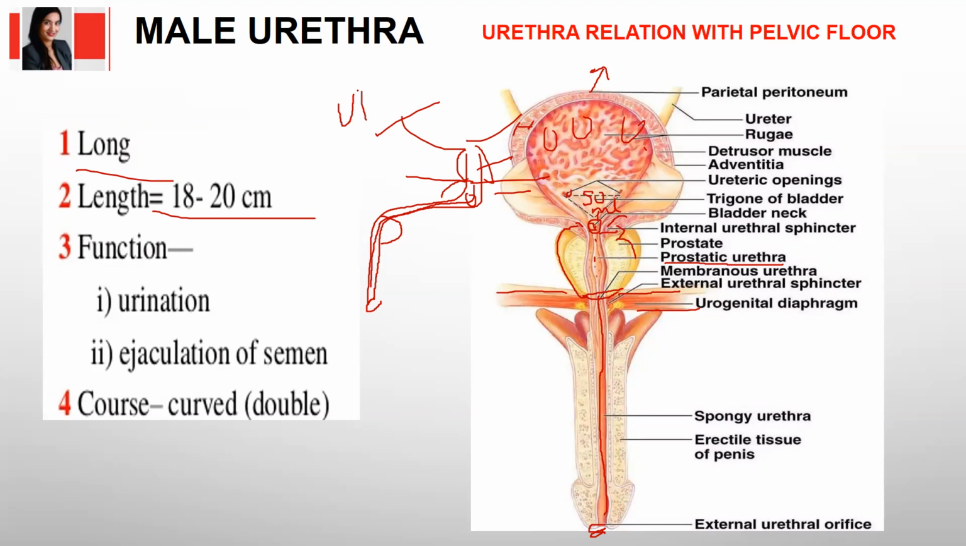And they are very common in females because of the shorter, simple urethra. So if any bacterial infection starts here, it will go directly to the bladder. That's why UTIs are more common in females and less common in males. Males have more protective structures.